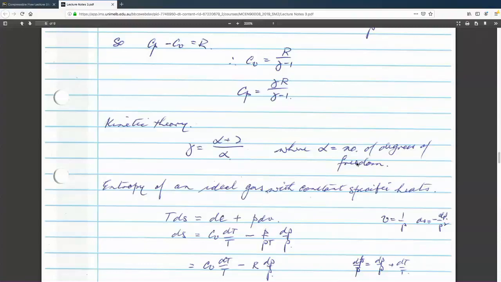And a polyatomic gas has all degrees of freedom for rotation and translation, so it has 6. So gamma for a polyatomic gas will be 8/6. A diatomic gas is 7/5, and a monatomic gas is 5/3. So now I'm going to work out something for you because, yeah?